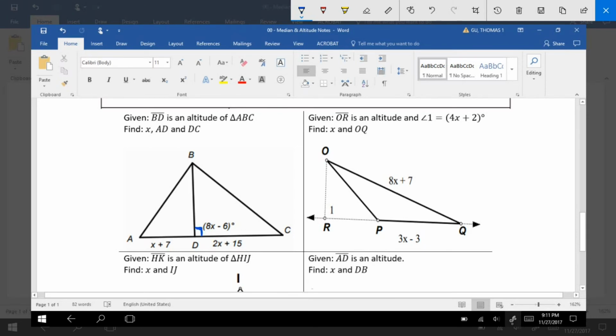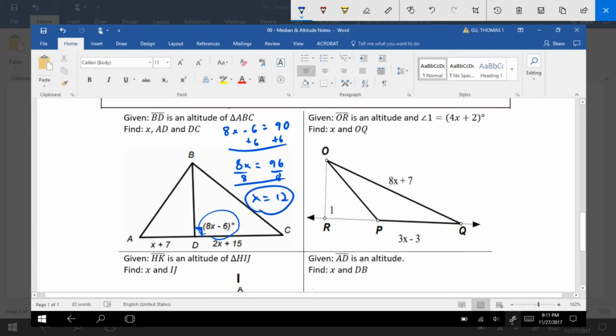How many degrees are on a right angle? 90. So, as you can see, the degrees they wrote right here is 8x minus 6. We can set that equal to 90. 8x minus 6 equals 90. That's going to help me find x. So I'm going to add 6 to both sides. Bam, 8x equals 96. Divide by 8 on both sides. That's going to be x equals 12.